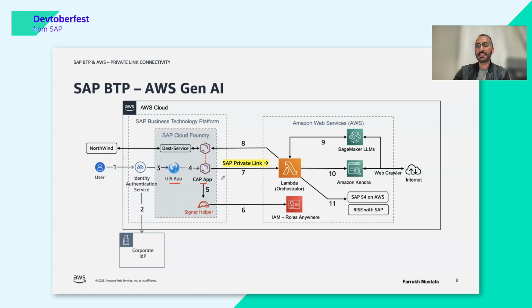Once we have the STS token, we talk to the Lambda function using a private link. The private link calls a destination service in Cloud Foundry, and there is a destination called Northwind in it, and it gets the JSON and loads it back into Lambda. Lambda then gives all that information to the SageMaker LLM.